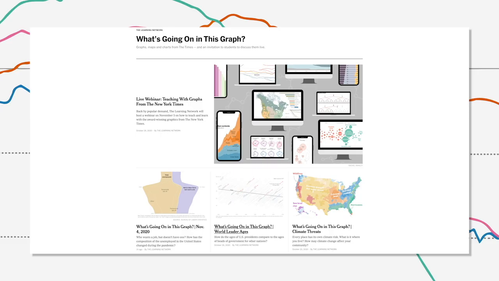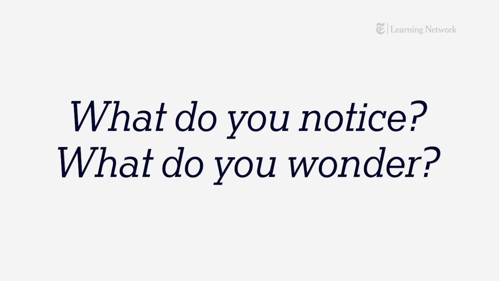I started using what's going on in the graph towards the beginning of the year. So what I did is I took it and I used it as kind of a warm-up or informal learning routine. So I posted the graph to the kids and posed the question, what do you notice? What do you wonder? And so I had the students sit for a minute and just think about it. And as they came up with answers, they would hold one finger up at a time, showing me how many answers they'd come up with. And then I would ask them to share with the class what they were thinking.